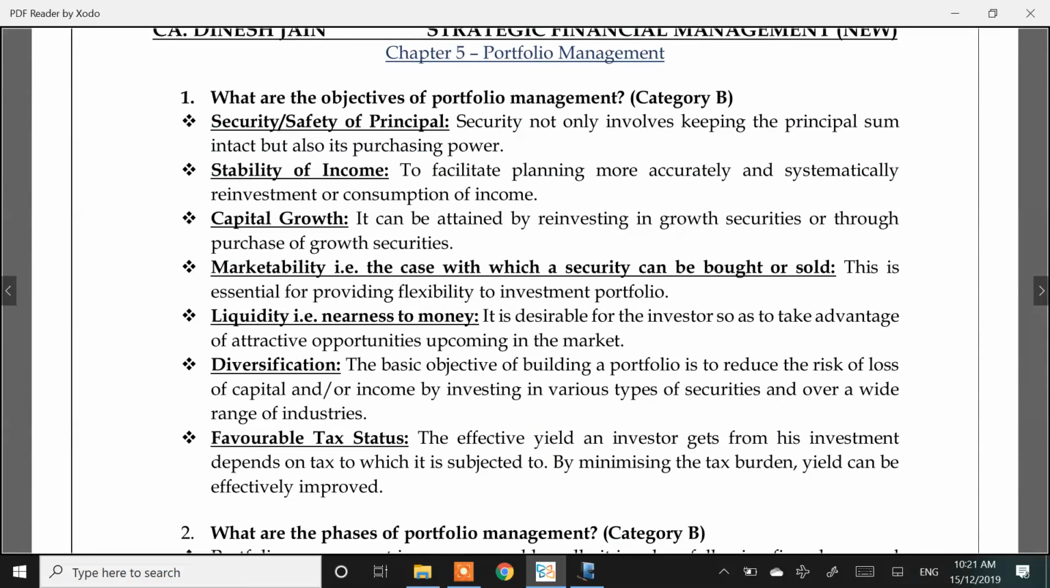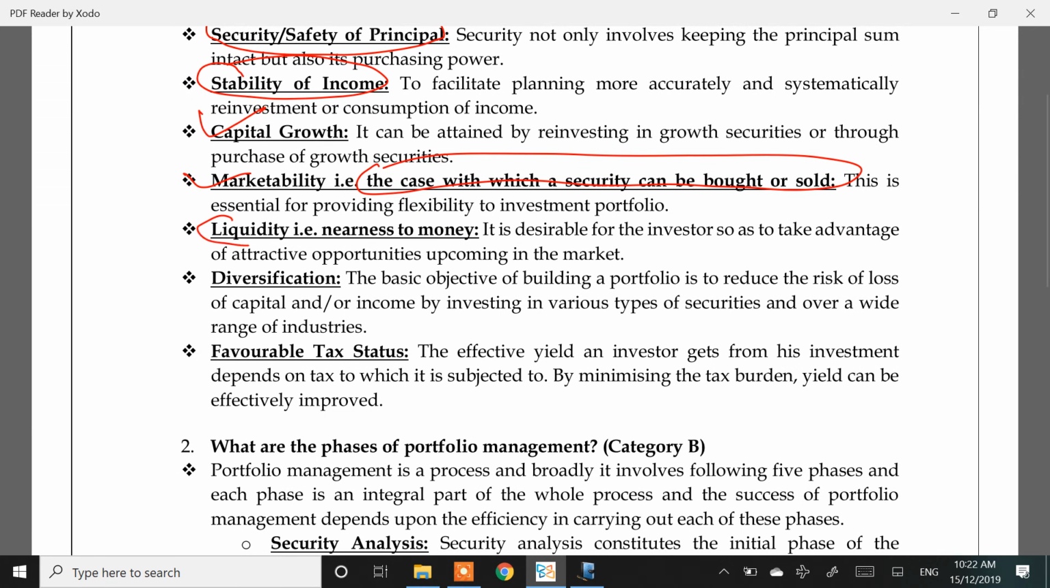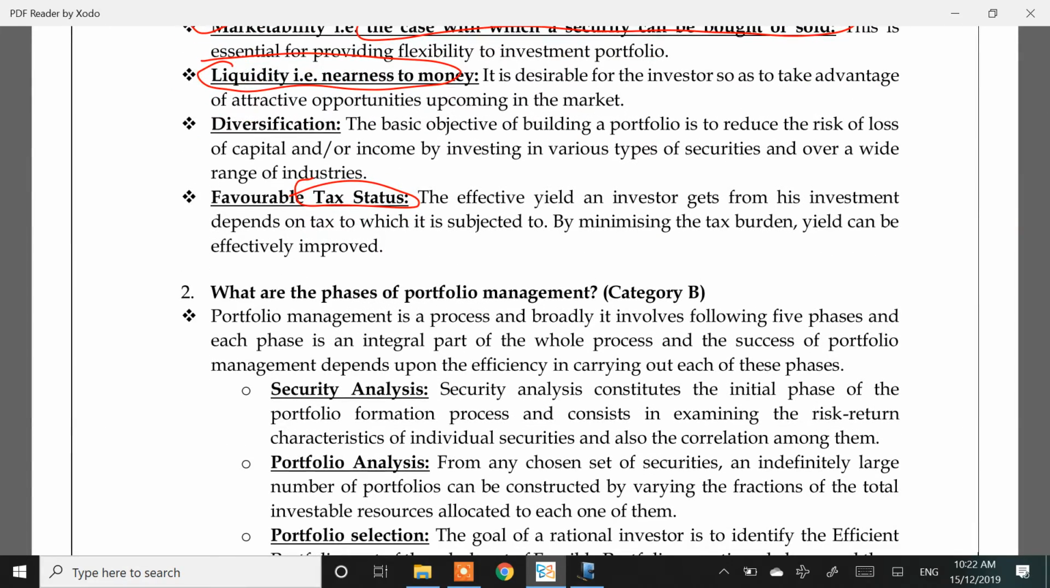So security or safety of principal, stability of income. There should be some stability in the income which I generate. Income could be in the form of interest or in the form of dividend. Capital growth, marketability. Marketability and liquidity is more or less similar. Ability to sell, diversification, and also if there is a favorable tax status. That is, if you invest in securities which are more tax efficient, then there is a possibility of earning better returns.